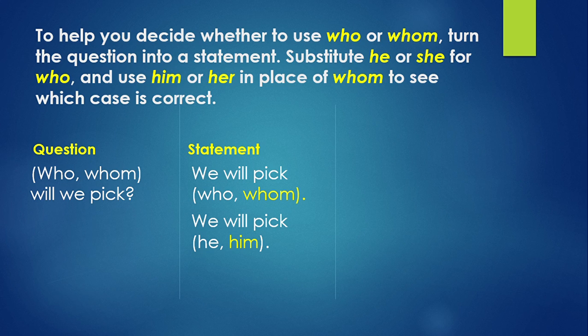So let's say you still do that. Let's say you go, we will pick who, we will pick whom. It still doesn't sound right. Then you substitute he or she, right? Or him or her. We will pick he or we will pick him. If him sounds better, then you go with whom. If he or she sounds better, then you go with who.